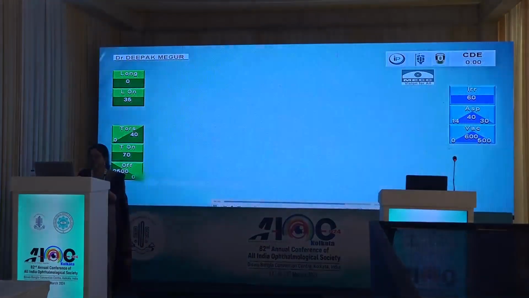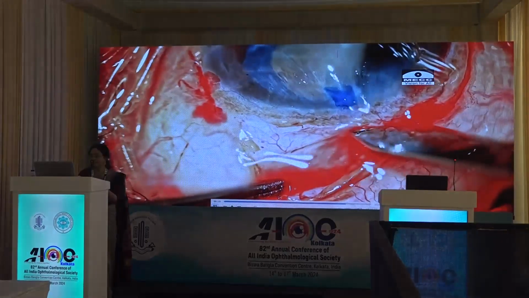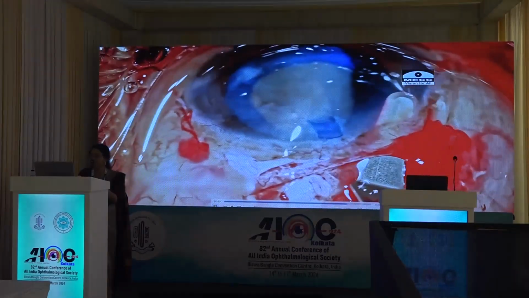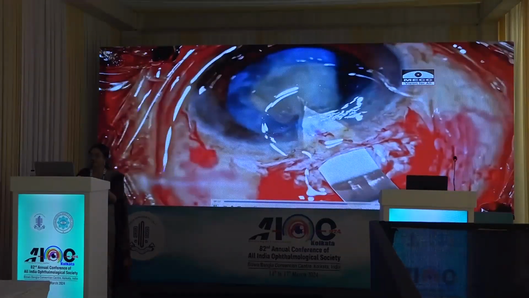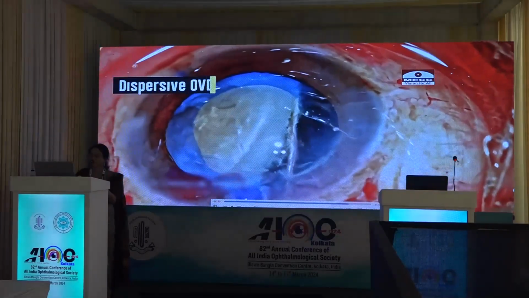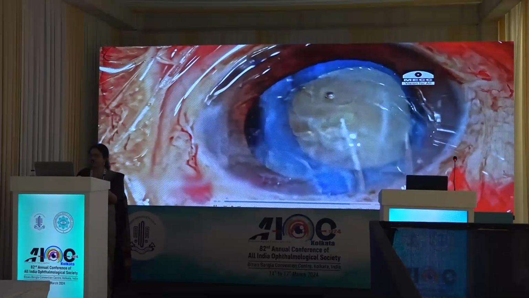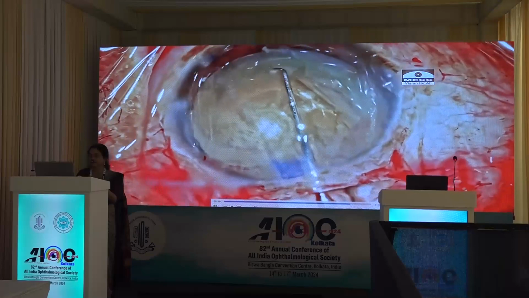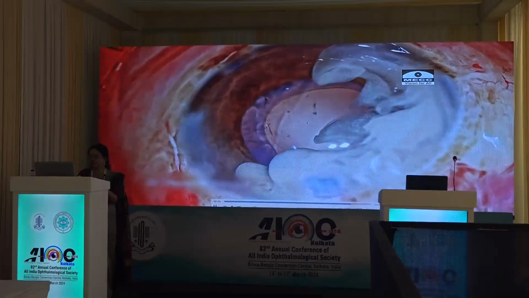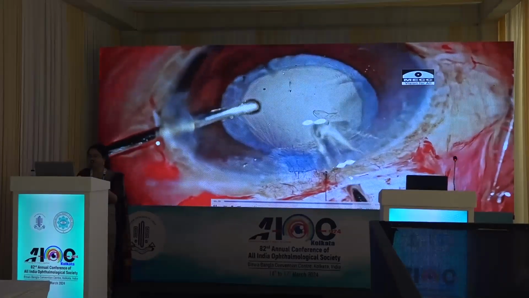So either you have a choice of shifting to the superior area, or you can convert your temporal phaco incision as a small incision and do removal of the nucleus through the scleral tunnel wound. So the nucleus is brought out. Limited anterior vitrectomy is carried out, and let me skip these few steps and see.